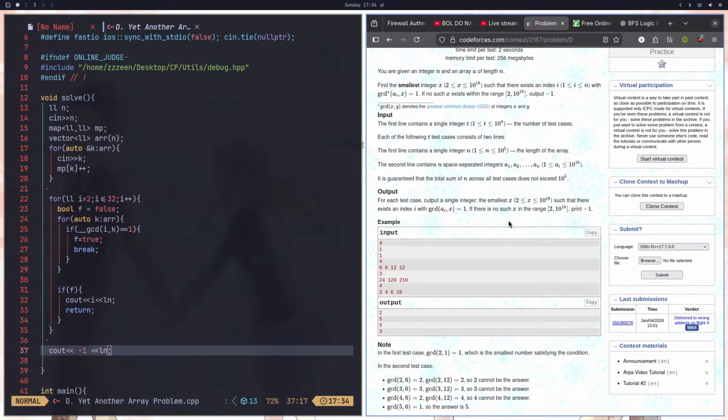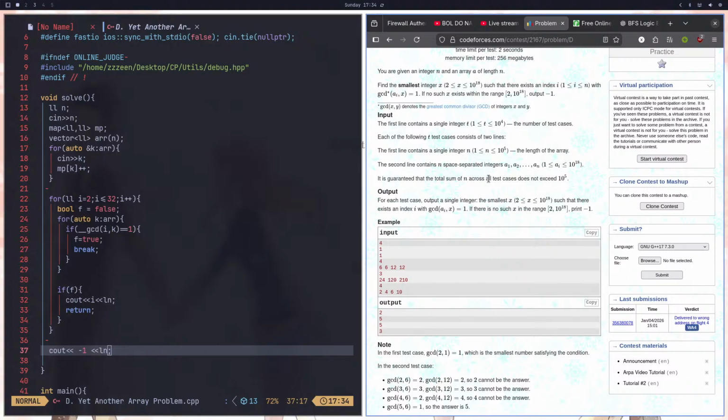Understand, 1e18 तक है या 1e18 तक है. The first line 2 से 1e18 तक है. Find the smallest integer x so that there is an index i with GCD i x equal to 1. If there is no such x within range 2 to 10 power 18, output -1. Obviously 2 से 1e18 तो नहीं कर सकते 1e18 तक.